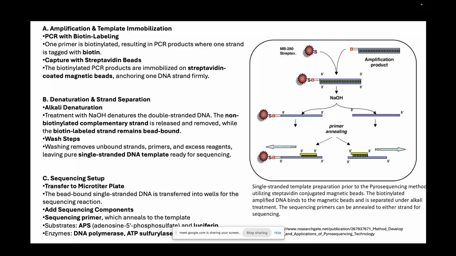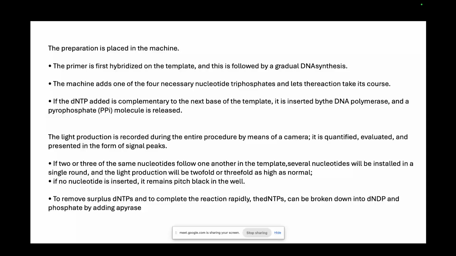The next step would be the sequencing setup, where you transfer this into a microtiter plate, and the bead-bound single-stranded DNA is transferred into the wells of the sequencing reaction. Then you add the sequencing enzymes. We are going to come to this in the next steps. Then you do the sequencing and capture the signal with the help of a signal detector, right? So this is how the DNA is prepared for the sequencing step.